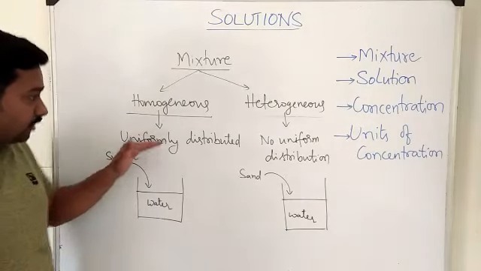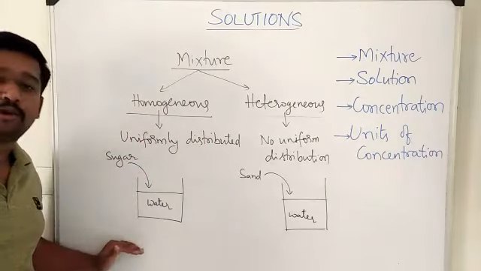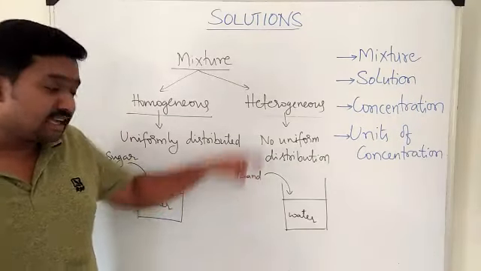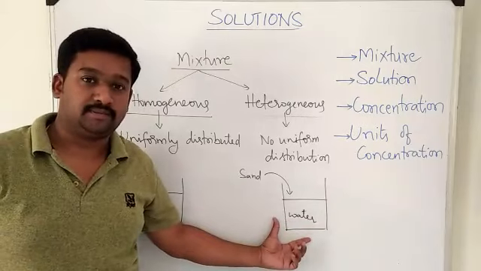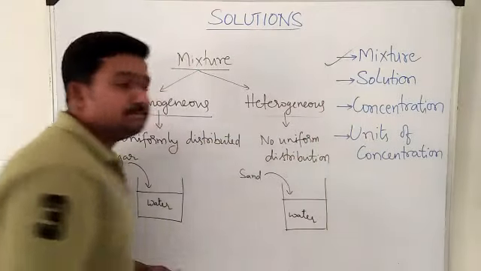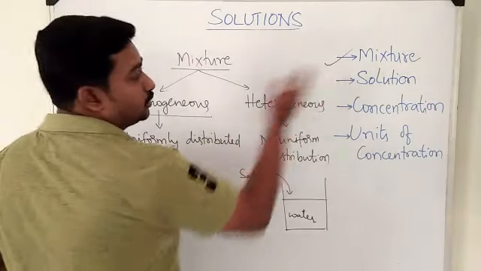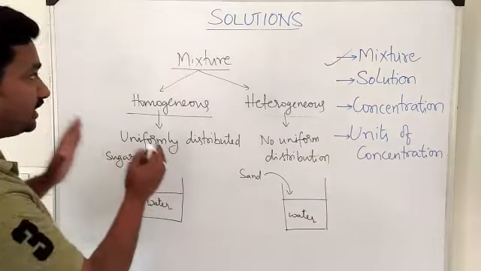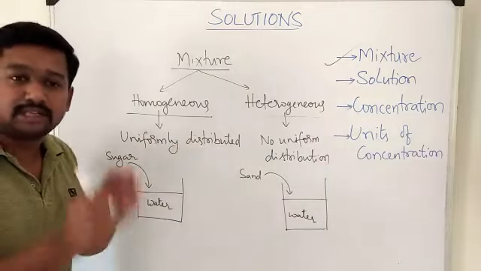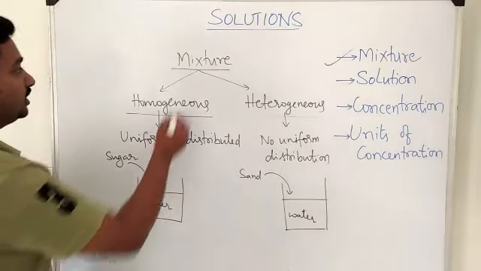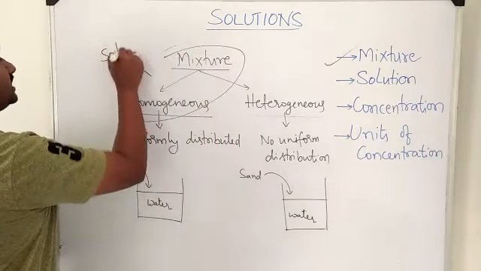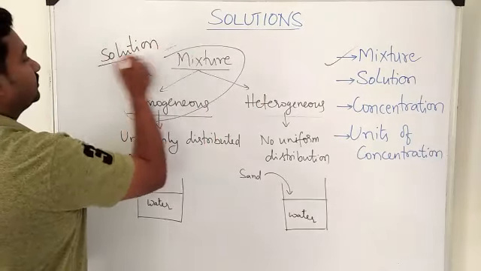In the first case, there is a uniform distribution of sugar particles in water. In the second case, there is no uniform distribution. Particles of sand are settled in the medium of water, so it is a heterogeneous mixture. After understanding what a mixture is, the next point is solution. If you understand mixture properly, the definition of solution becomes very easy, because a homogeneous mixture of two or more components is itself called a solution.